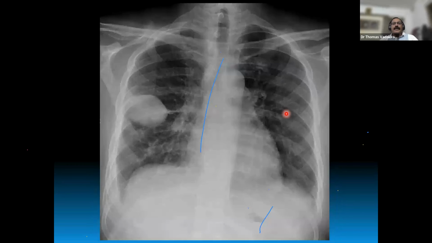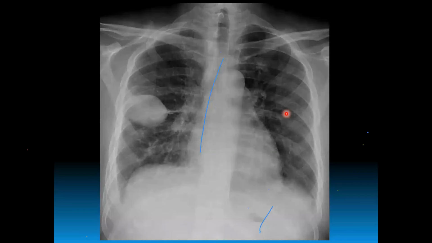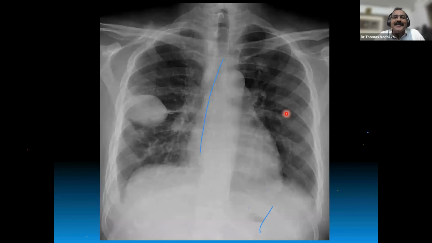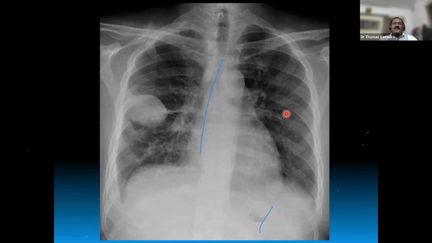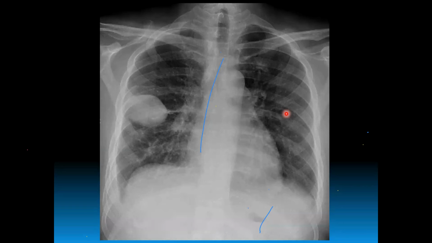Now, can anyone say this X-ray? Interlobar effusion. Bulging fissure sign. Sorry, I didn't hear. Bulging fissure sign. Yeah, very good, excellent. Any other name you know of this? Interlobar effusion. Phantom tumor. Yeah, phantom tumor.